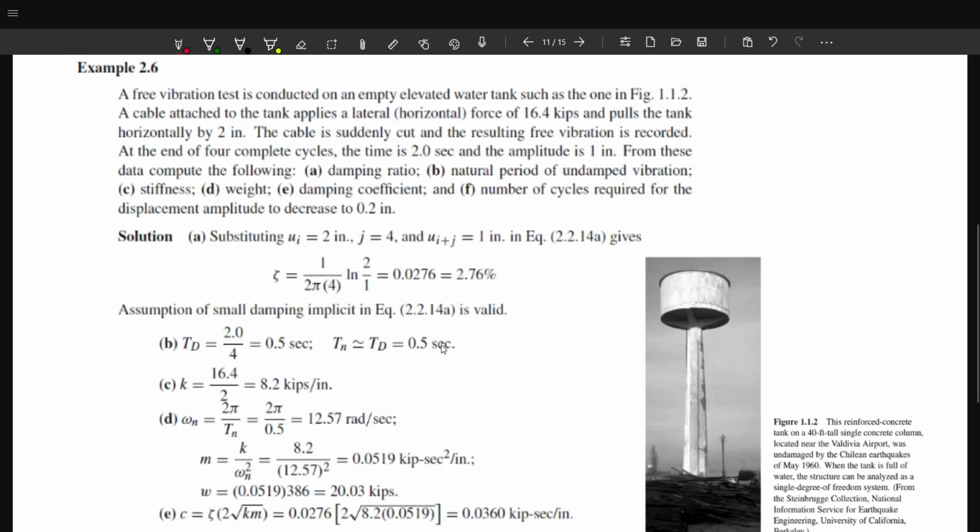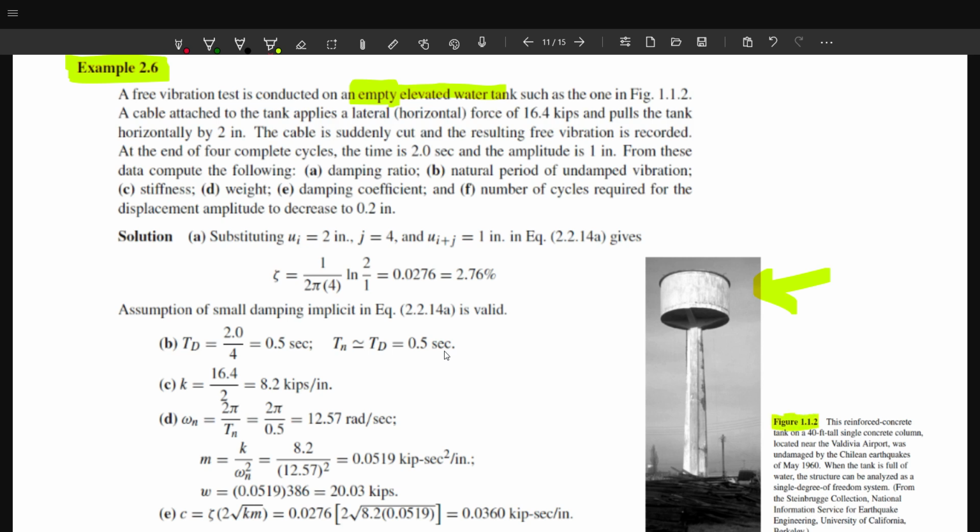Okay, now let's go to another example that is going to give us other hints and let us understand more about how we can do it with real structures. So let's read. A free vibration test is conducted on an empty elevated, take care, it is empty, elevated water tank. So we have this water tank as you can see here, and it's empty, there is no water inside it, but it is an elevated tank, such as the one in this figure.